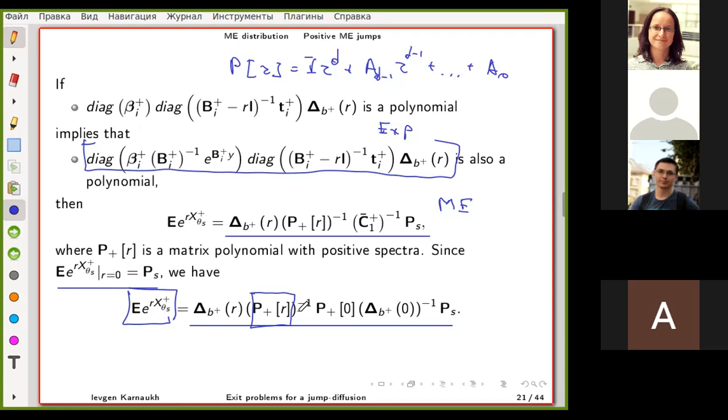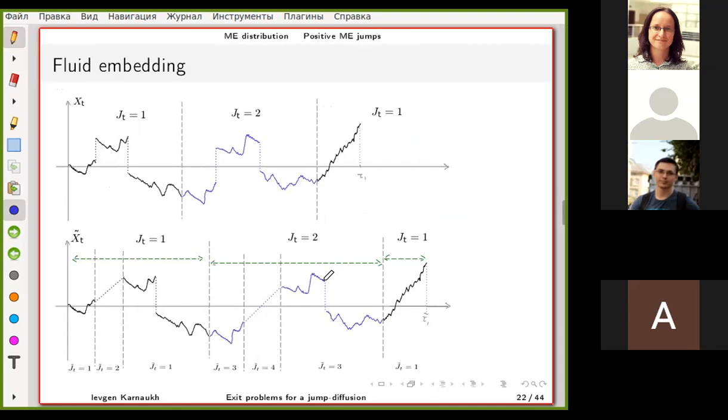All these techniques are primarily based on the fluid embedding idea. To explain this idea, we can look at this picture here: the initial trajectory of our process, and here is the fluid embedding. What we do, we have continuous part of the process. We leave it as it is without any changing. Then if we have a jump here, jump of such length, we stretch the time on this length and connect obtained paths by straight line. And another positive jump, the corresponding stretch and corresponding connection. So it is easy to see that between X and X tilde, there exists a one-to-one correspondence.